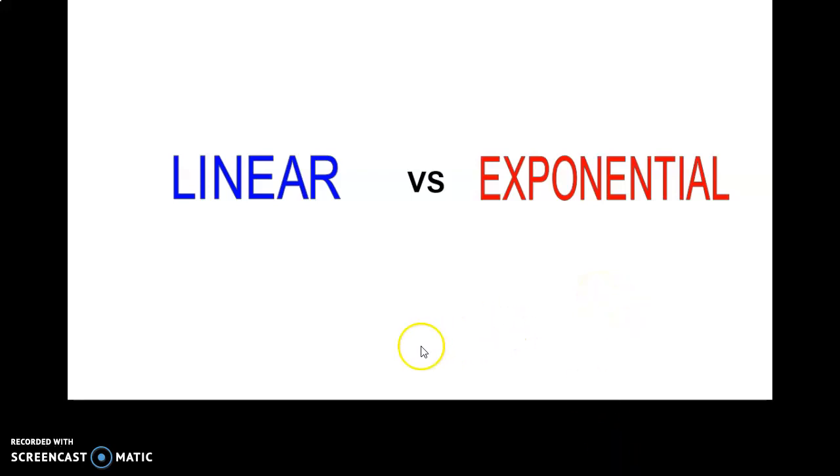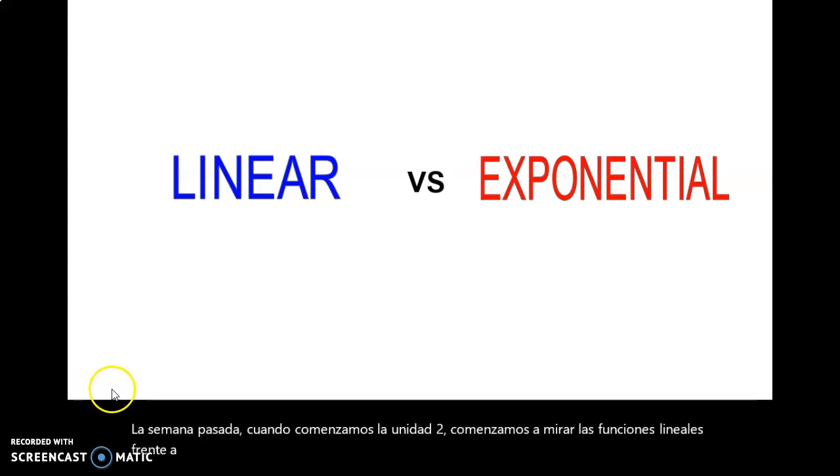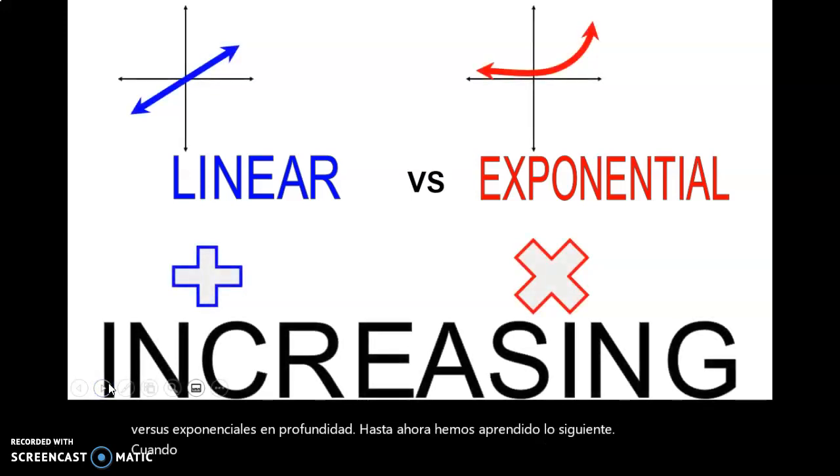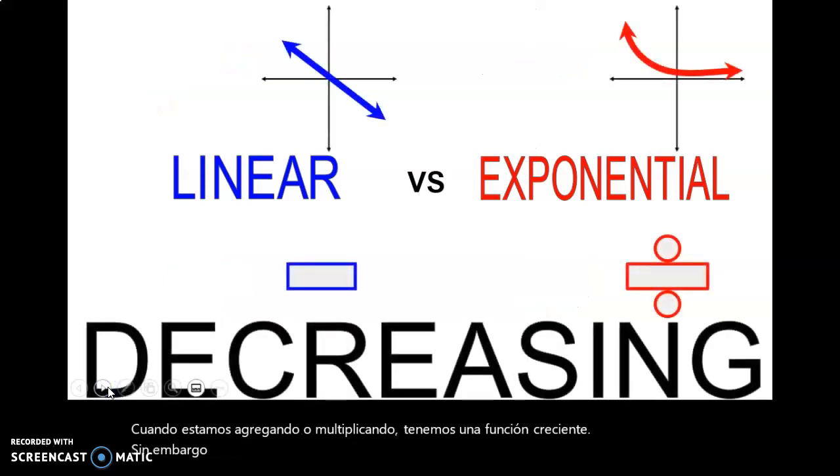Last week when we began Unit 2, we started to look at linear versus exponential functions in depth. So far, we have learned the following. When we're adding or multiplying, we have an increasing function. However, when we're subtracting or dividing, we have a decreasing function. Well, today, guys, we're actually going to take that one step further and determine the direction of our functions.